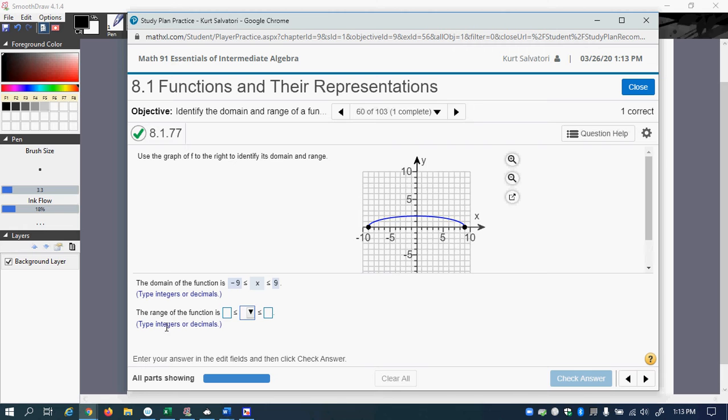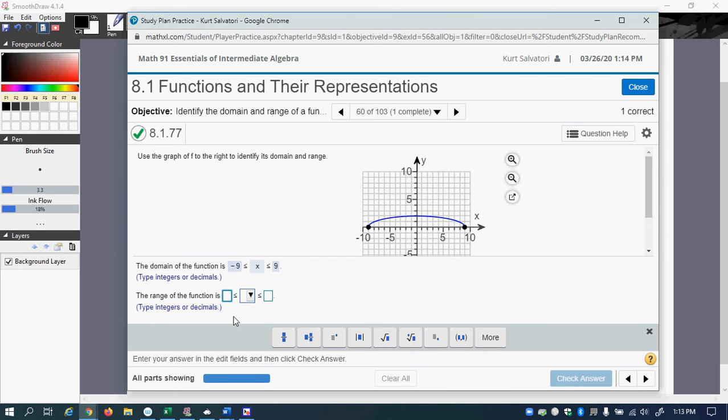And then it's going to ask me to do the range. So the range is the lowest to the highest of the y values. I'll pick 0 because it doesn't get any lower than 0, since it starts here, and the y value at this point is 0. Then I pick y, and it doesn't get any higher than, looks like, 2. So I put in a 2. Those are the y values.